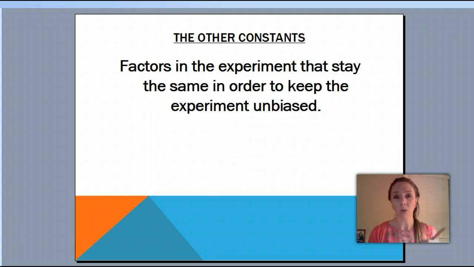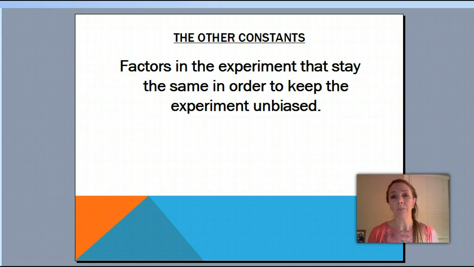Okay, now the control is different than a constant. In the group that I am changing the independent variable, I have to make sure all of the other factors stay exactly the same so that my experiment is not biased. Okay, so let's go back to the soil experiment. I'm going to be testing the soil that I plant my seeds in. I need to make sure that it has the same amount of water, that it's getting the same amount of sunlight, that it's getting the same amount of everything else that's constant, so that I can say without a doubt that it was the soil that affected the seed's growth and not anything else.